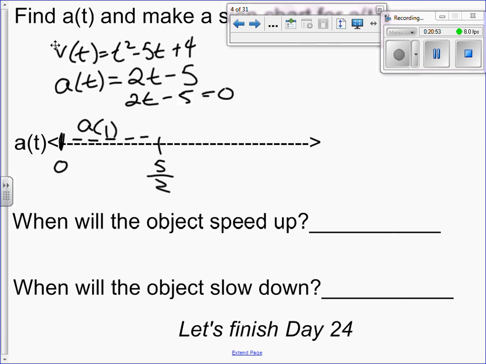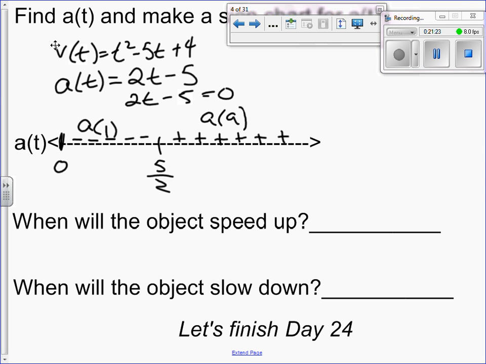Give me a number greater than 5 halves. 9. The acceleration at 9, positive or negative? Positive. So the acceleration will be positive for all values of t greater than 5 halves, no matter what it is. Even if she said 3.1, it doesn't matter what you chose. As long as it was greater than 5 halves, you get positive.